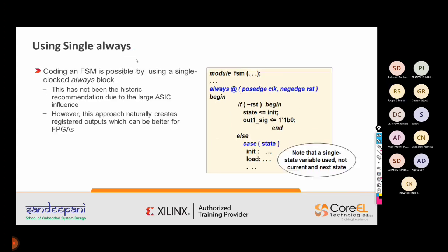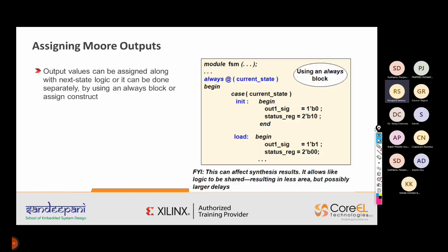Whereas if I need a registered output, then this block needs to be sensitive to clock. If it is positive of clock, then I'll say positive clock. If it is negative of clock, then I'll say negative clock. So that's how we can have separate blocks, multiple blocks, to take care of efficient designing.